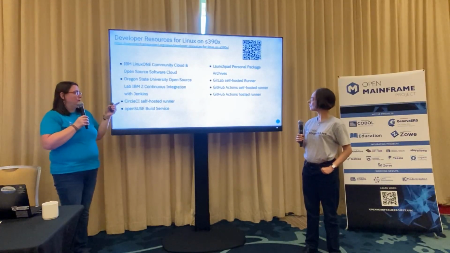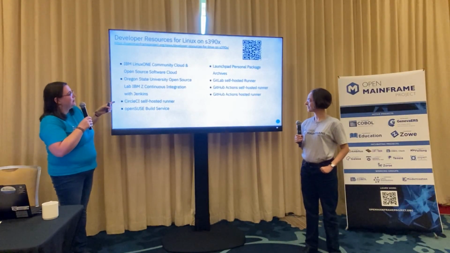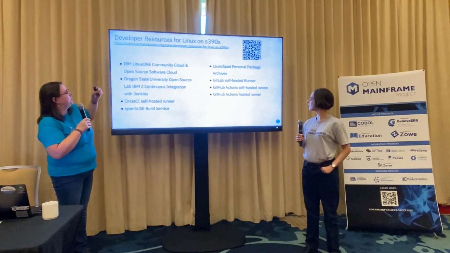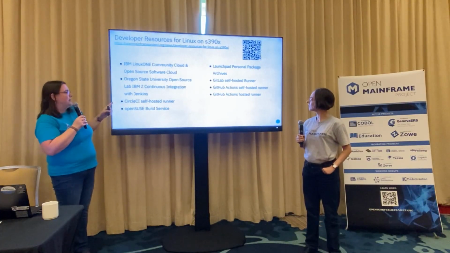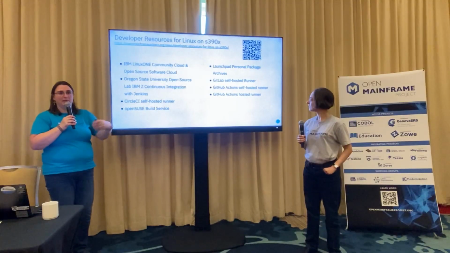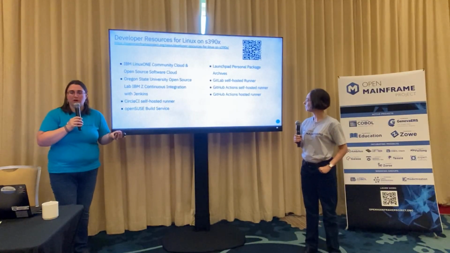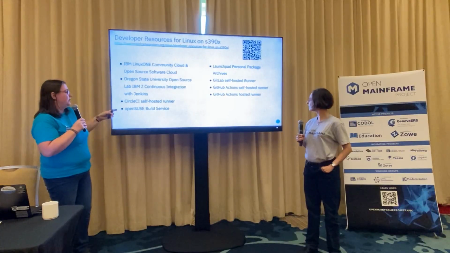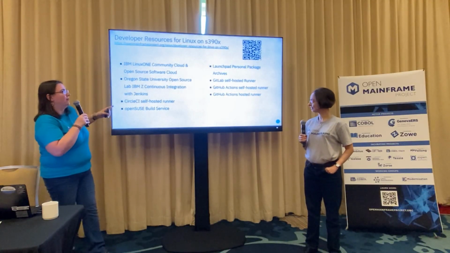Circle CI, the GitLab hosted runner and the GitHub hosted runner: you can get one of these VMs here and then add the hosted runner onto the VM, and then you can add that to your open source project and do testing on that. I'll let Sarah talk about the OpenSUSE build service in a moment because that's really awesome.